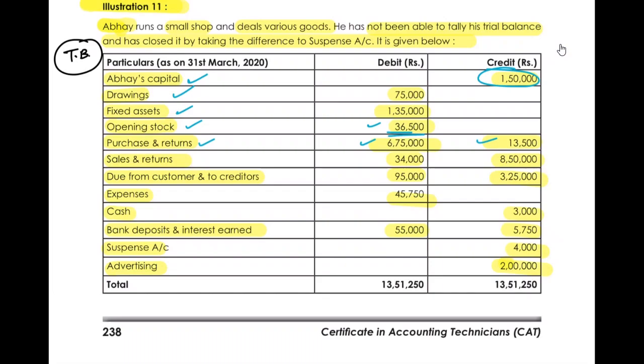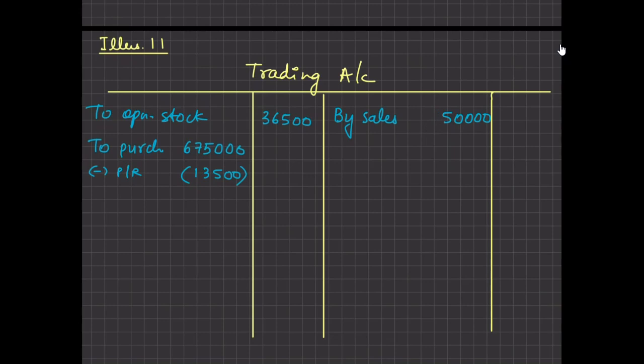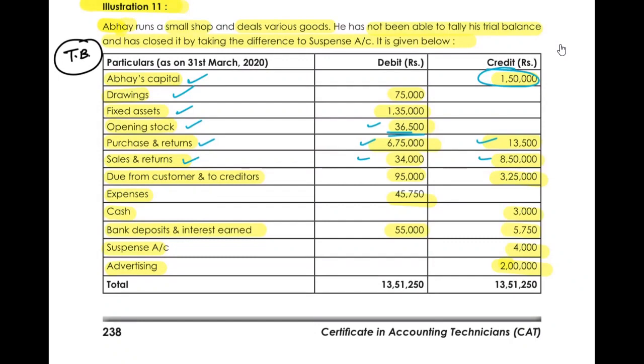675 and 13,500. Then sales and sales return was 850 and 34. Oh, it was 850, not 650. And sales return of 34,000. Okay.